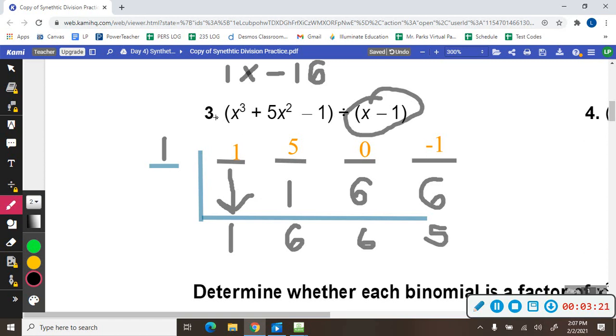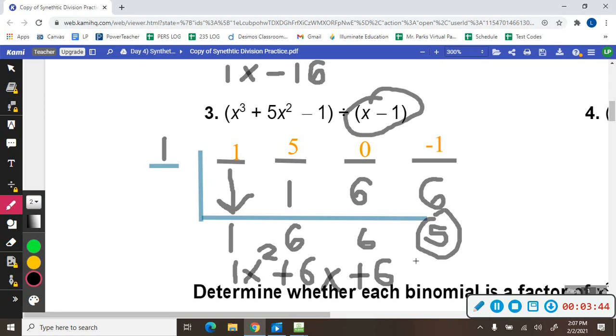So I was at x to the third. Now it's going to be x squared. So now it's going to be 1x squared, and then plus 6x, plus 6. And then this is what we call our remainder. So it's going to be plus 5 over our divisor, x minus 1.